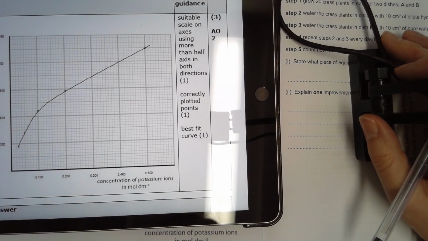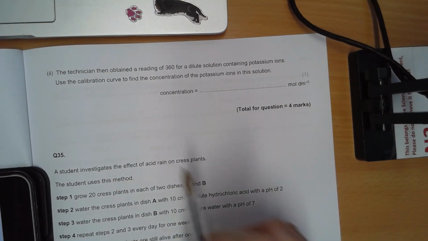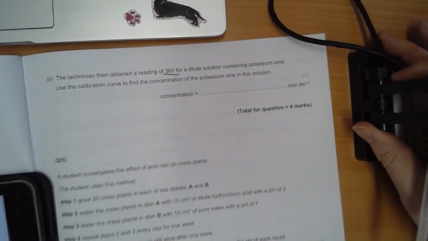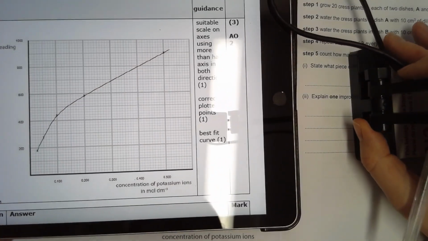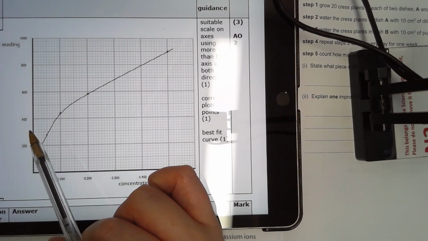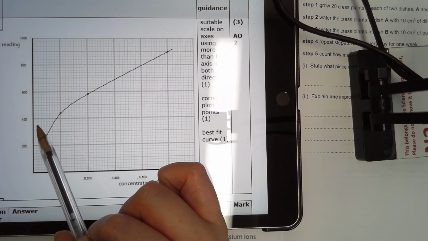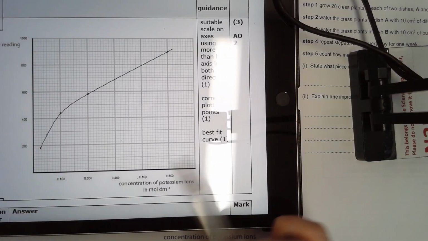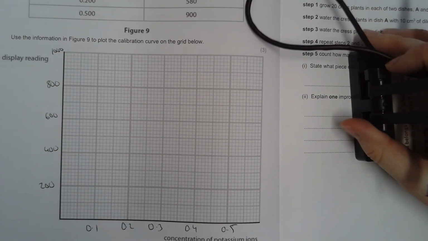So it's kind of a weird curve. And then the next part of the question is, they say you get a reading of 360. What is the concentration? So on my y-axis, I've got reading. I would need to go to 360 here on my y-axis, go across the curve, go down, and whatever value I have on x is the concentration of potassium ions.